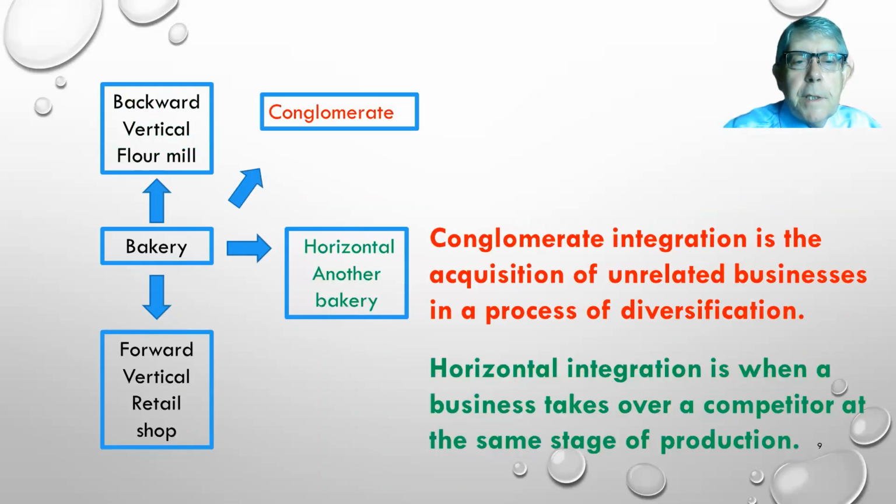Conglomerate integration is the acquisition of unrelated businesses in a process called diversification. In this instance, it could be that our manufacturing bakery has gone out and bought a chain of pubs. Horizontal integration is when a business takes over a competitor at the same stage of production. So here, our manufacturing bakery would simply buy another manufacturing bakery.